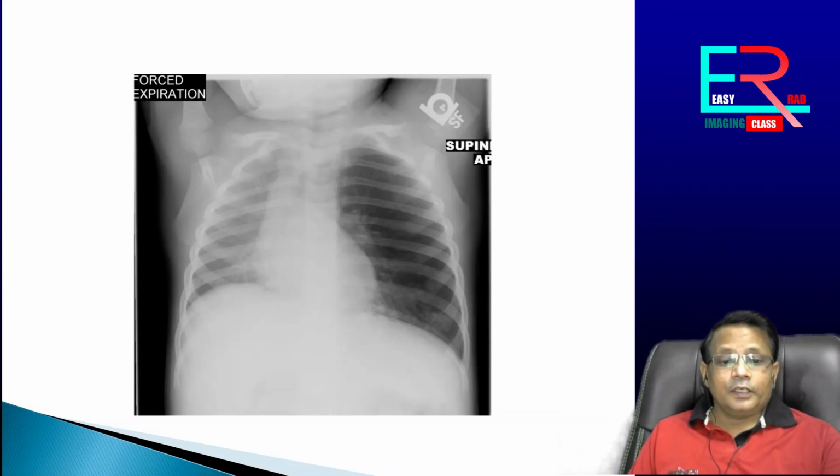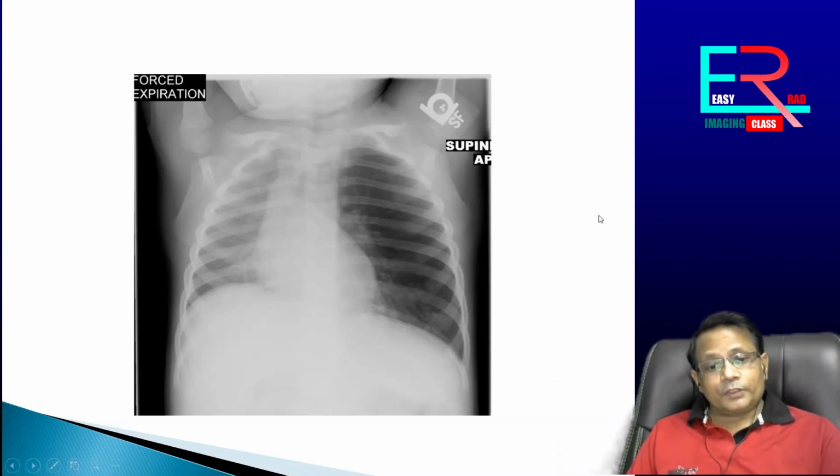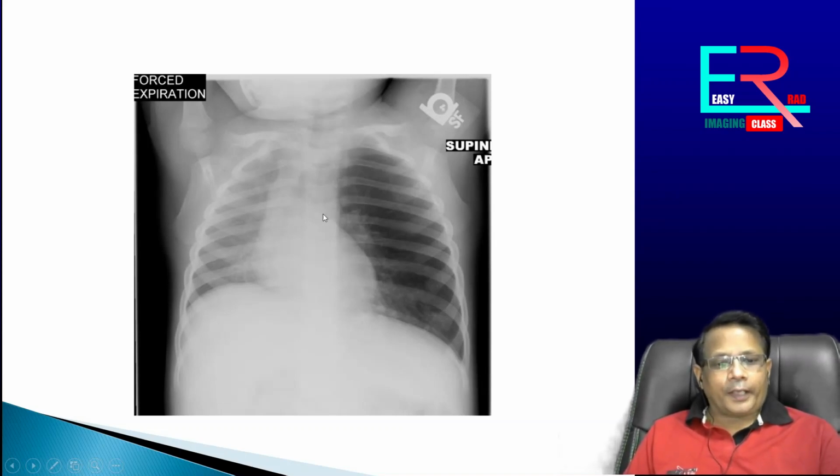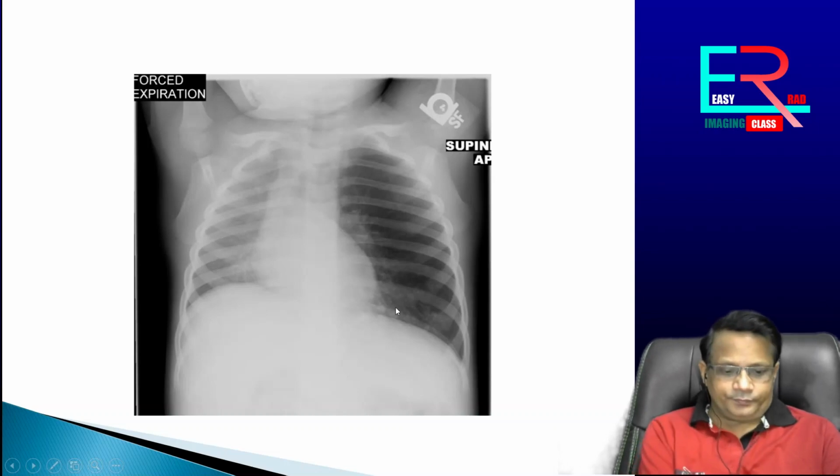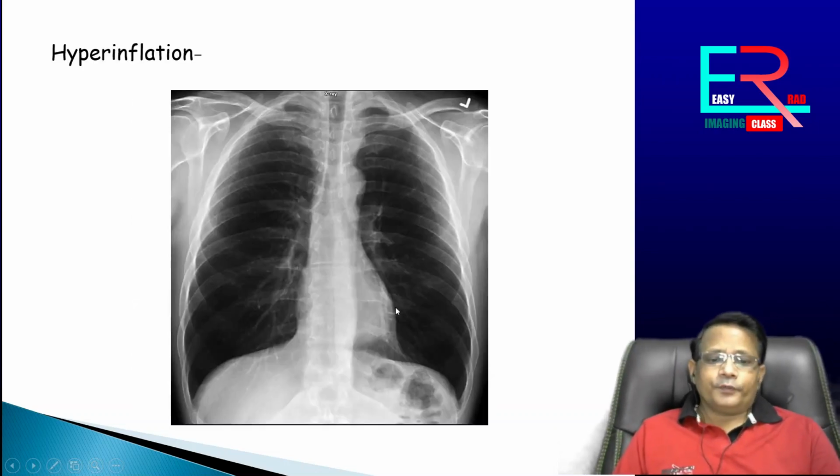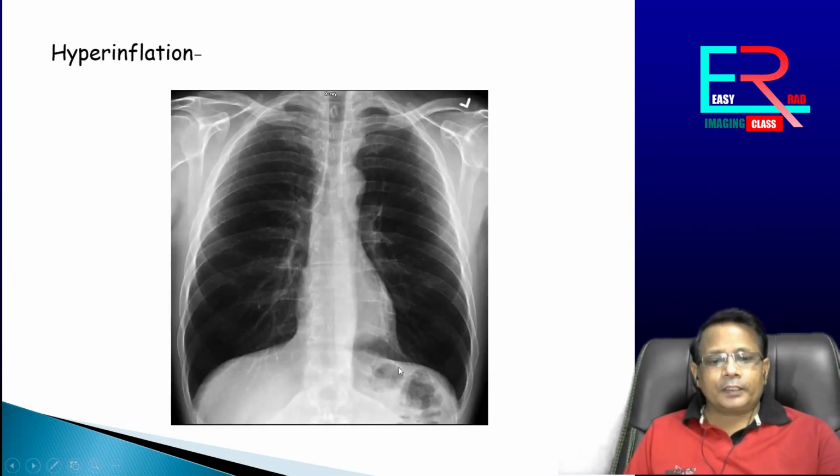Another situation is a foreign body. In the case of children, we usually get an expiratory film particularly to know the air trapping on the affected side. Then we may sometimes see a hyperinflated lung. Don't be confused with emphysema.